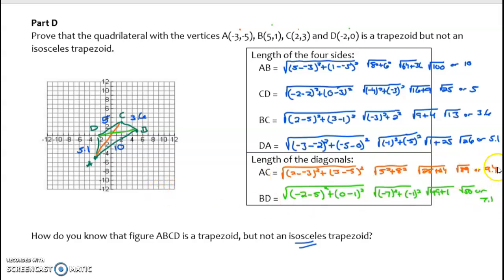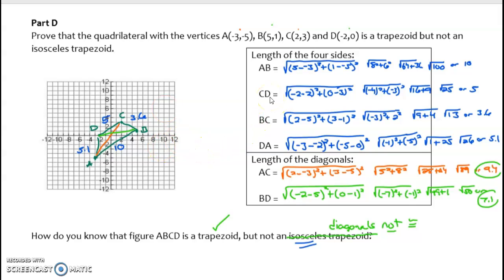Alright, so here you have it. Your diagonals are not congruent, which means it officially knocks out the isosceles. Not congruent. So that means you are just stuck with a trapezoid. But I kind of caution you on this one, because for the definition of a trapezoid, you really want to know you have one set of parallel sides.